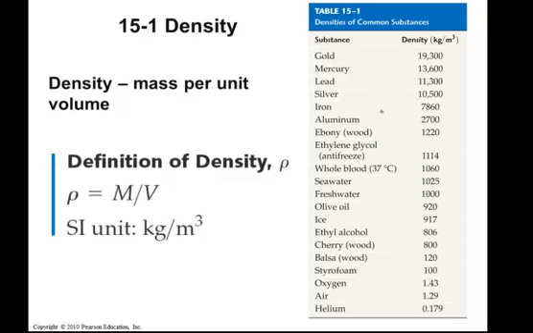And this table is from your book. It lists the densities of various materials. I would like to point out water on here, because you're going to see that given in some of your problems. For fresh water, the density would be 1,000 kilograms per meter cubed. And they won't necessarily always tell you that in the problem.